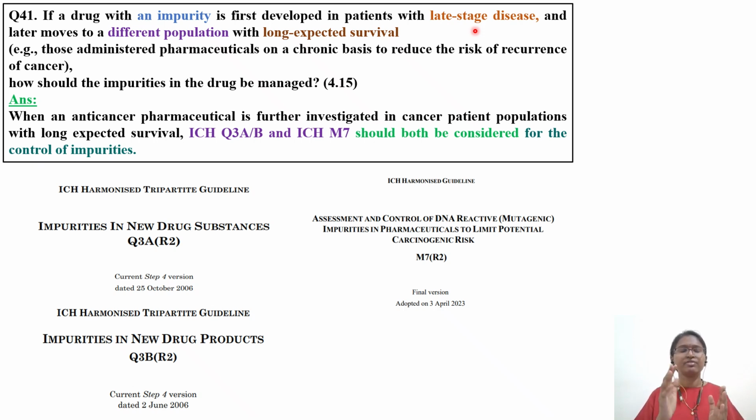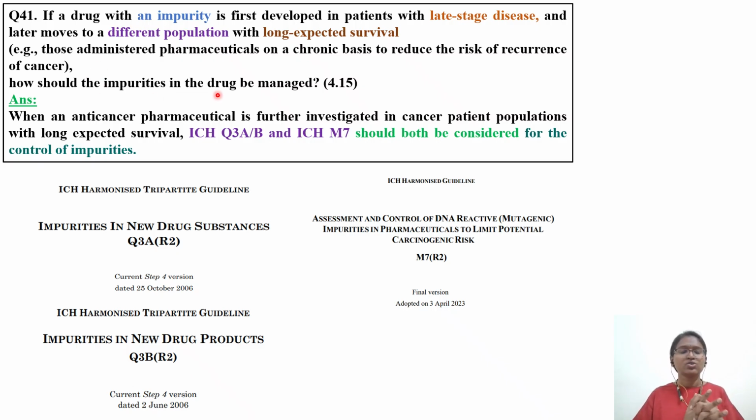Now I am using it for some colon cancer or pancreatic cancer or liver cancer, where the person can survive up to 1 year or 2 years, with long expected survival. For example, those administered pharmaceuticals on a chronic basis to reduce the risk of occurrence of cancer. Certain times, if it is a localized cancer, we remove that cancer, and what we try to do is that there should not be any relapse. So for that also there will be a continuation of treatment for that particular patient. So how should the impurities in the drug be managed?